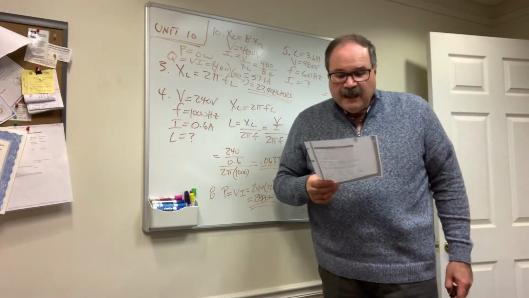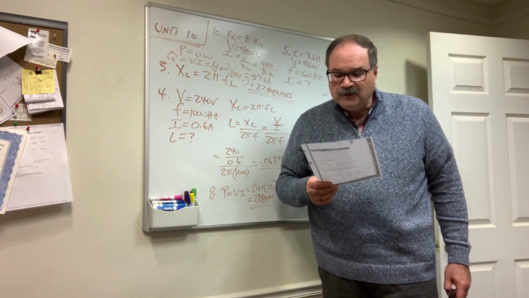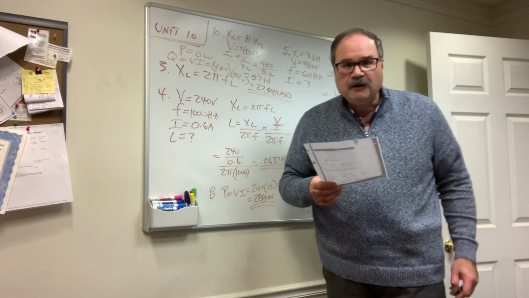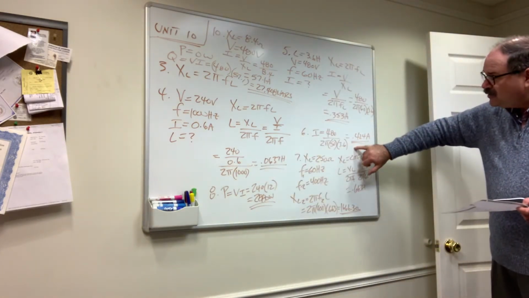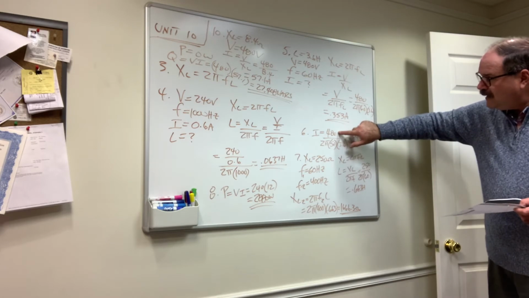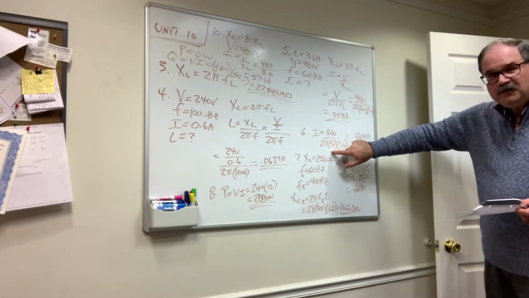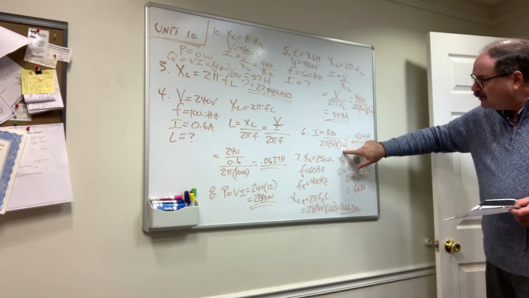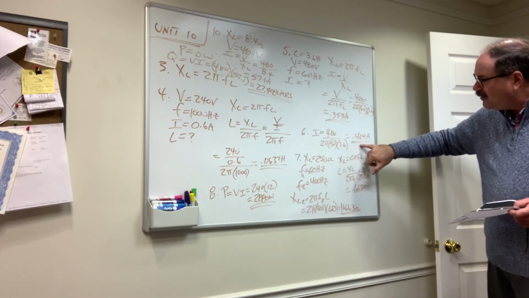Question 6. If the frequency in question 5, the problem we just did, is reduced to 50 hertz, how much current will flow in the circuit? Using the same expression, voltage of 480 volts, 2 pi, this time the frequency has been reduced to 50 hertz, multiplied by the value of the inductor, 3.6 henries. Plug these guys in, we'll get a current of 0.424 amps.